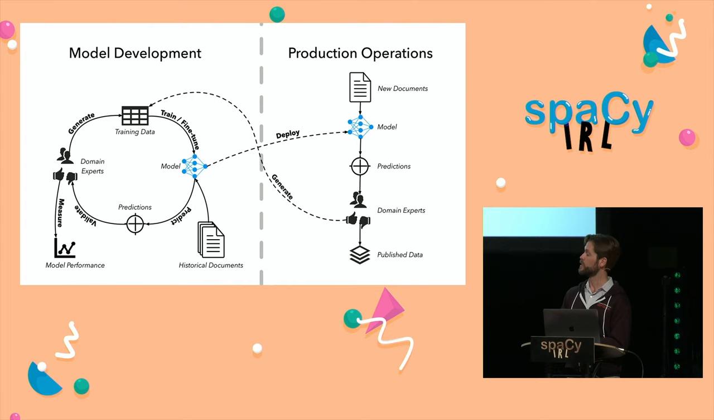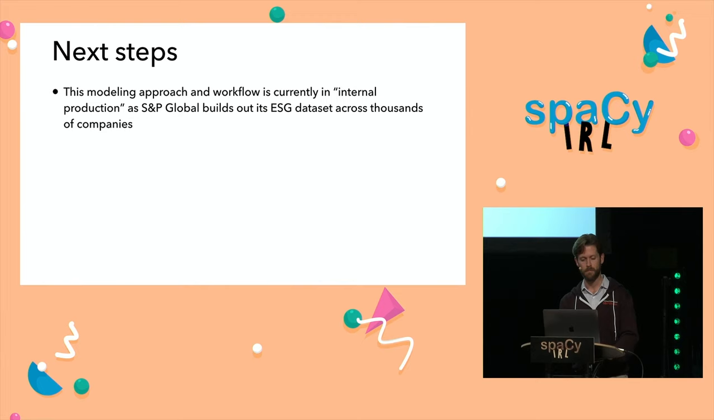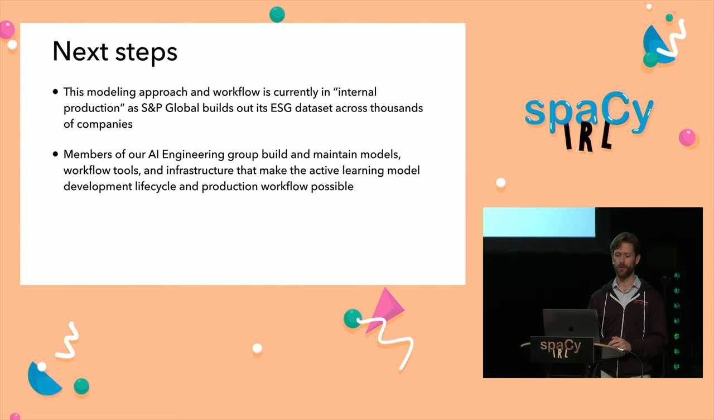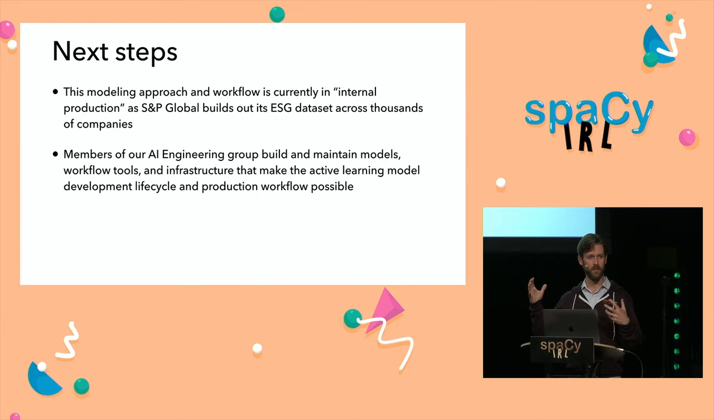So next steps here, this modeling approach and workflow, it's currently in internal production as S&P builds out its ESG data sets. We've got a target of thousands of companies before we release this data set, so we're working on that. And members of our AI engineering group, we build and maintain the models and workflow tools and infrastructure that make this whole life cycle possible in conjunction with other engineering groups at S&P.